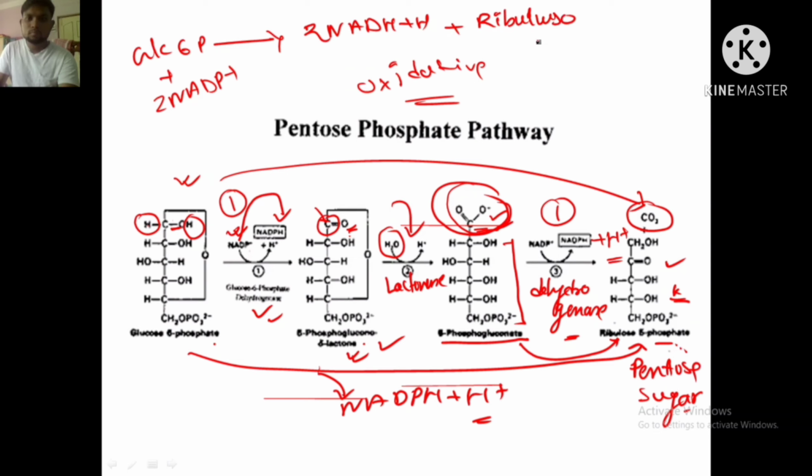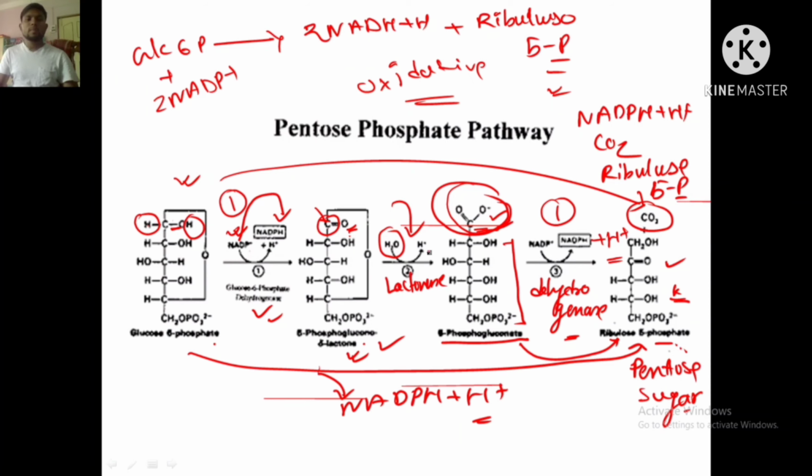ribulose 5-phosphate. So this is the overall reaction. And what is the end product here? End product is NADPH plus H plus, carbon dioxide and ribulose 5-phosphate. So this is our pentose phosphate pathway.